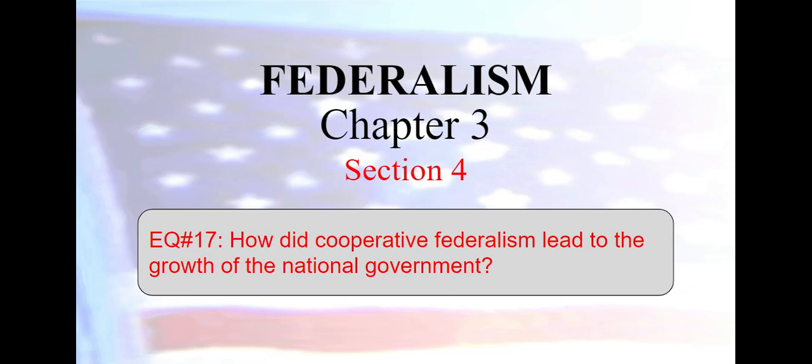But to close out this section, what you should do is think about the presentation that we just went through and answer essential question number 17. How did cooperative federalism, New Deal, Great Society federalism, lead to the growth of the national government?